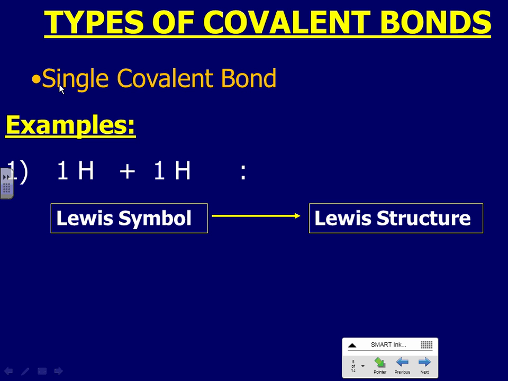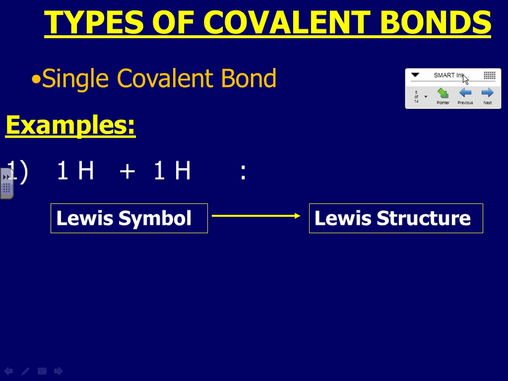So, types of covalent bond. The first type I want to talk about is the single covalent bond. And again, just put EG. Wherever you see examples, please just put EG. I'm going to put two hydrogen atoms together, and I'm going to describe its structure.